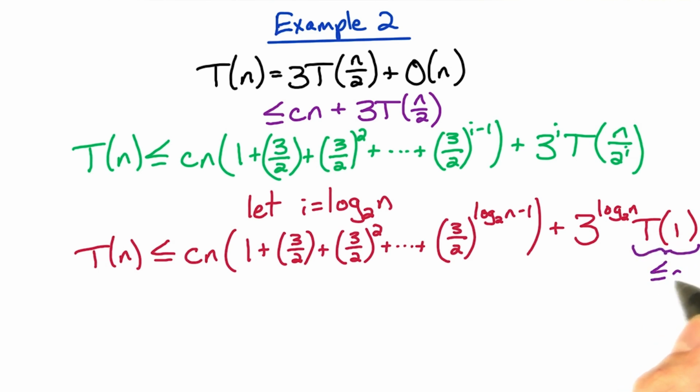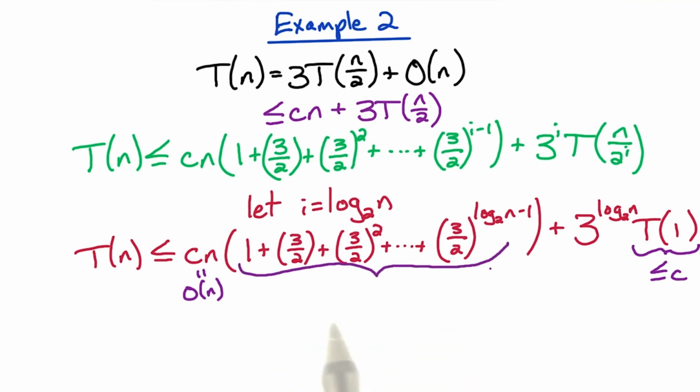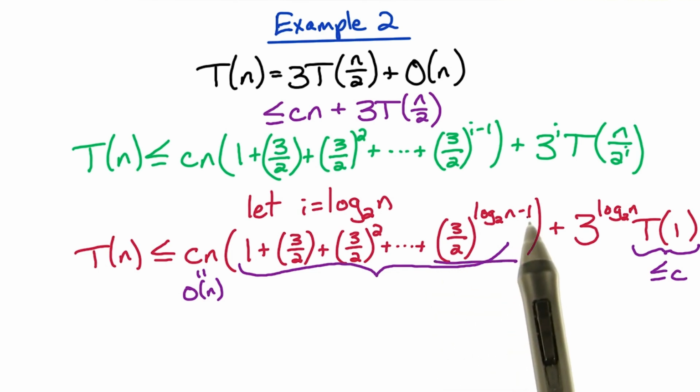T of 1 is at most c. C times n is order n. What about this geometric series? Well, the base is 3 halves, so it's an increasing geometric series. The last term dominates. We can forget about the minus 1. That's just an extra factor of 2/3.